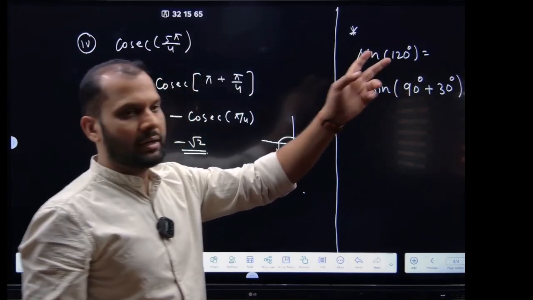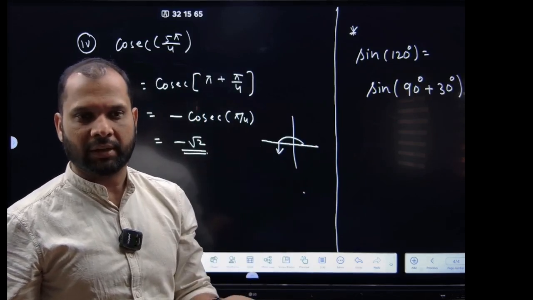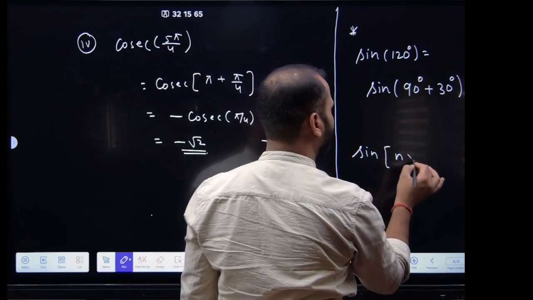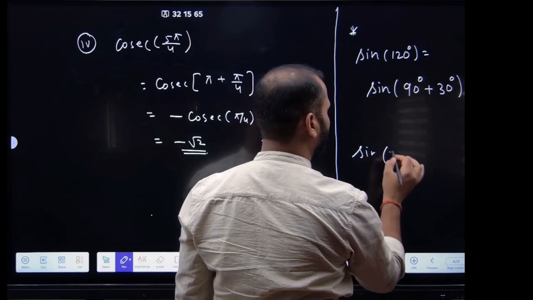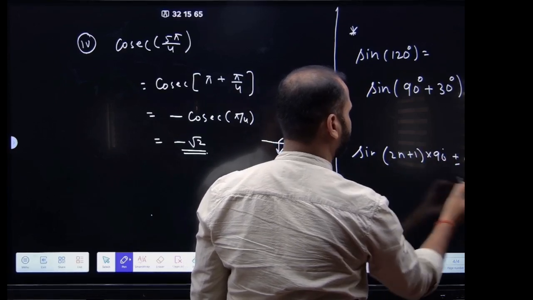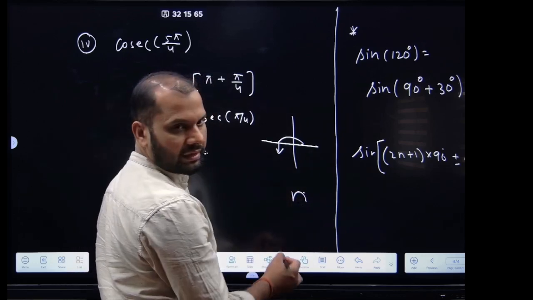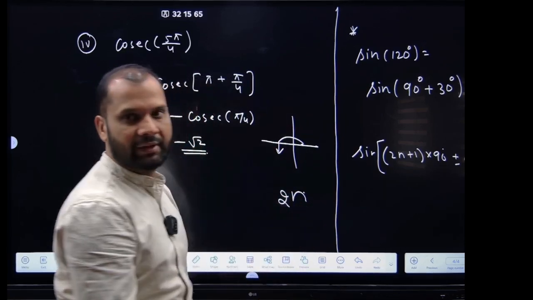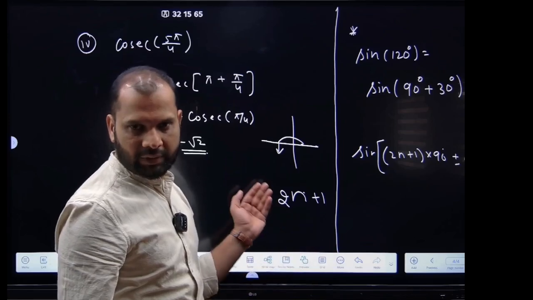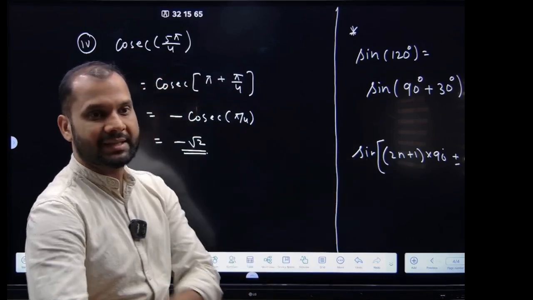So if you have an odd number of 90, 1 into 90, 3 into 90, because 2 into 90 is 180 only. So if you have odd into 90, I will write 2n plus 1 into 90 degree plus minus theta. Just see what the meaning of that is. N is any integer. If I multiply by 2, I will get even integers. If you add plus 1, it will be odd integers. Yes, that is what we need. So whenever you want odd, this is the way we convert to odd. 2n plus 1 is the odd number.